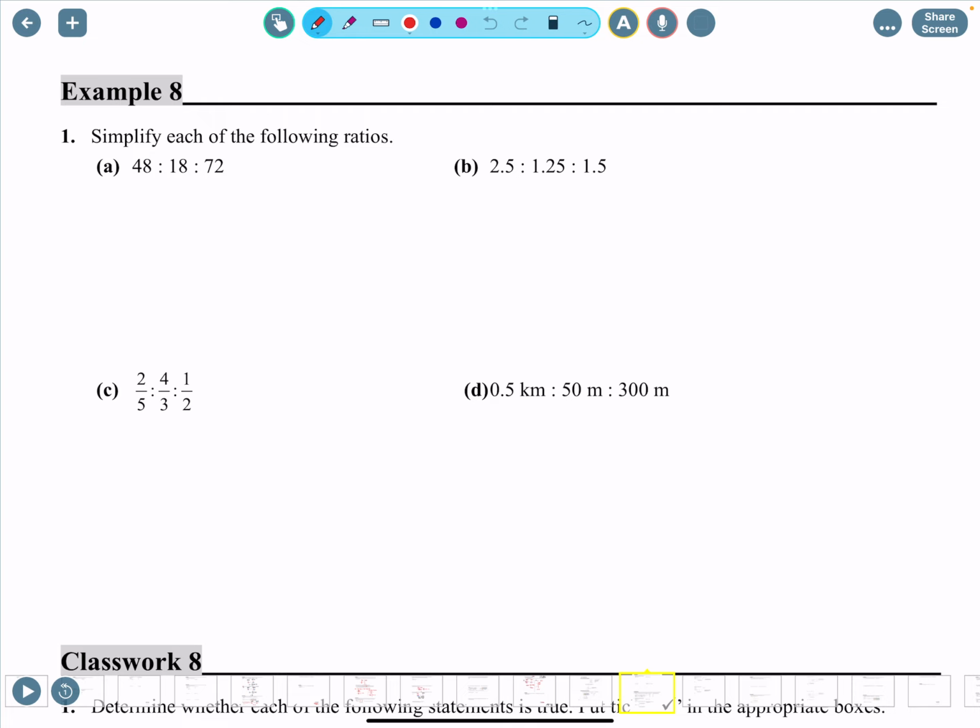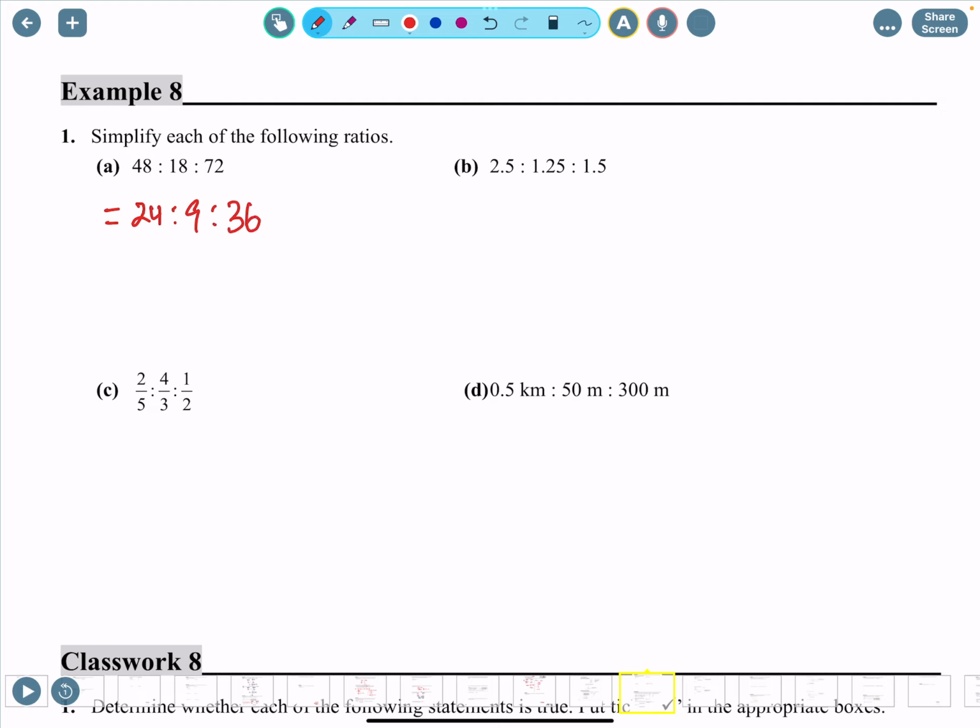Over here, your calculator cannot save you, so I'm so sorry. You have to go the traditional way, which is figuring out what you can divide all the numbers by. I'm going to try 2. 48 divided by 2 is 24. 18 divided by 2 is 9. 72 divided by 2 is 36.